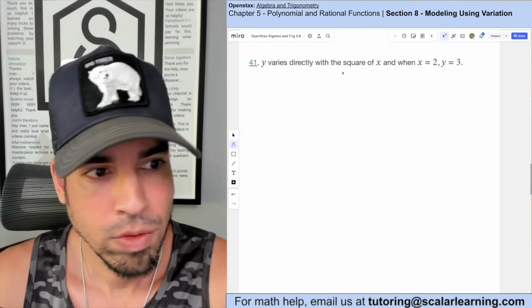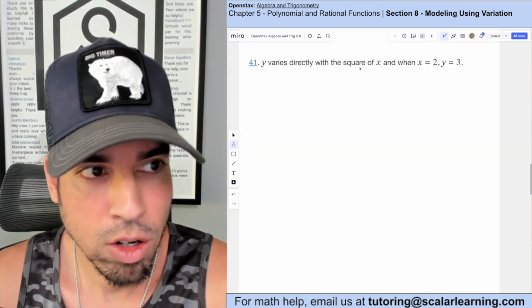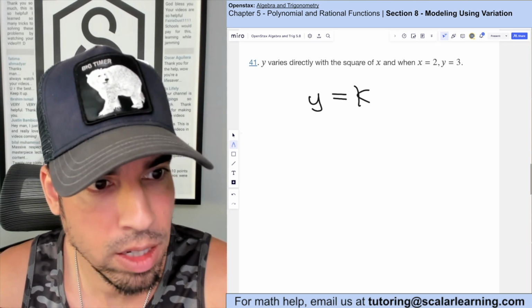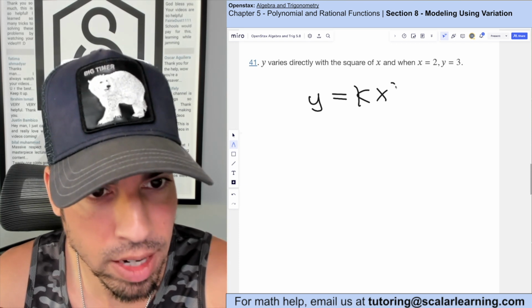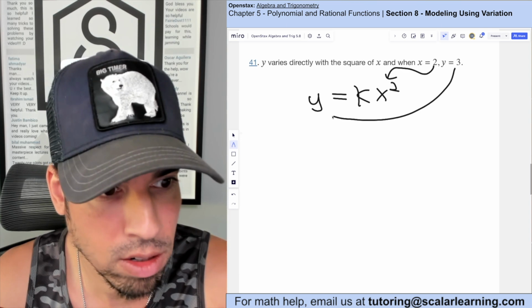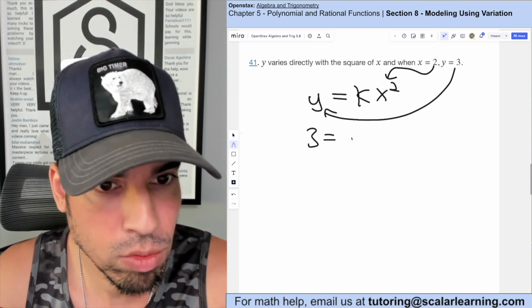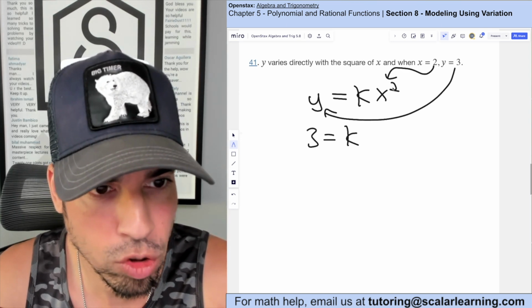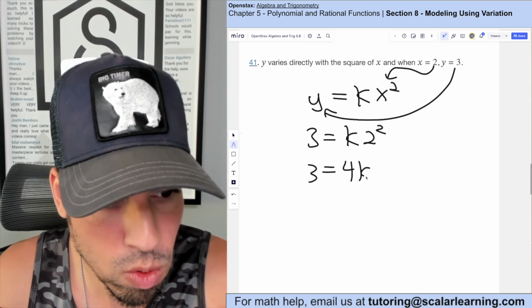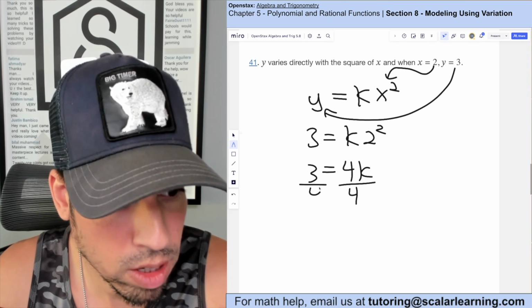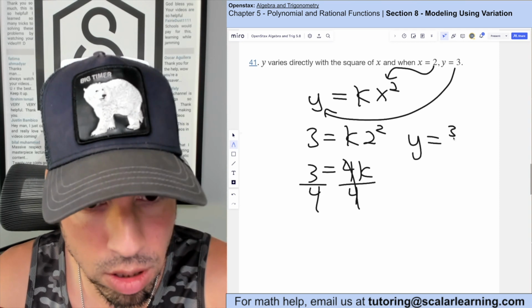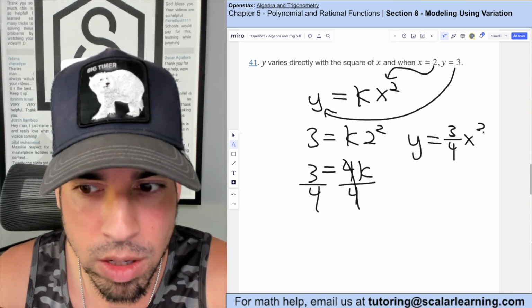Boom, done. So for this one, we're going to start by piecing together the equation, and then we're going to graph it in Desmos. So it says y varies directly with the square of x, meaning x squared. And then to solve for that k value, we're going to plug in 2 for x and 3 for y. So we know that 3 equals k times 2 squared, right? 2 squared is 4. Then we divide both sides by 4, and k equals 3/4. So we know our equation is, replace k with 3/4 x squared, and now let's graph it.